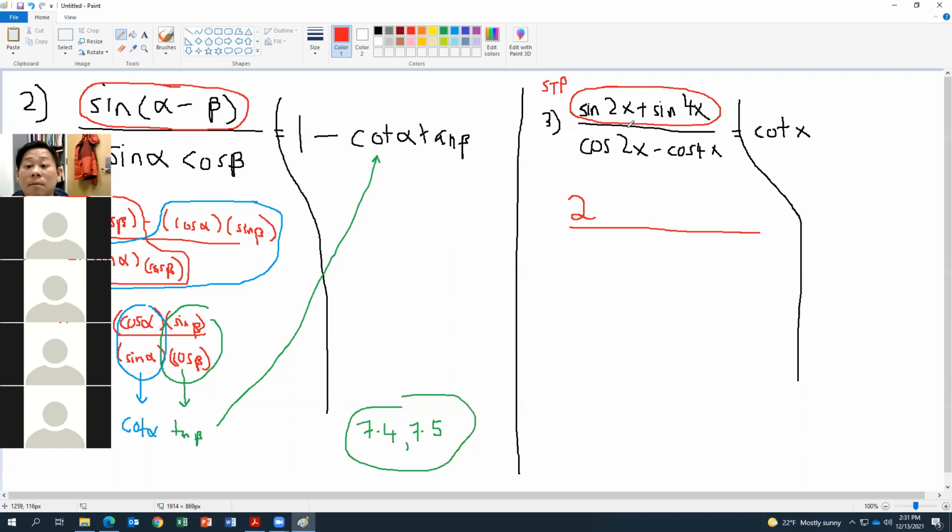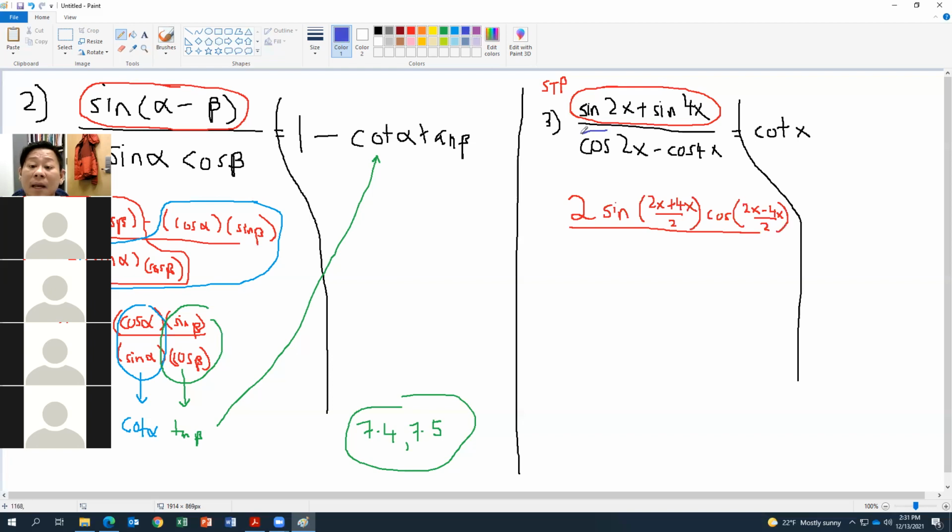2 times sine of 2x plus 4x over 2. So u plus v, so 2x plus 4x over 2. And followed by what? Cosine of 2x minus 4x over 2. So instead of add, this is minus. Yep. Okay, so this is the STP for the top one.